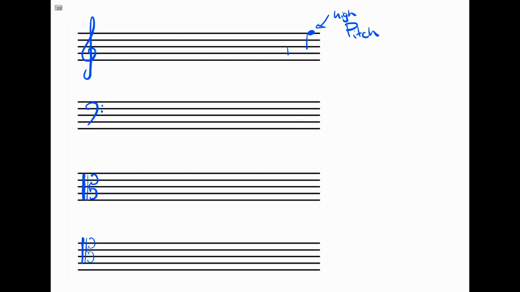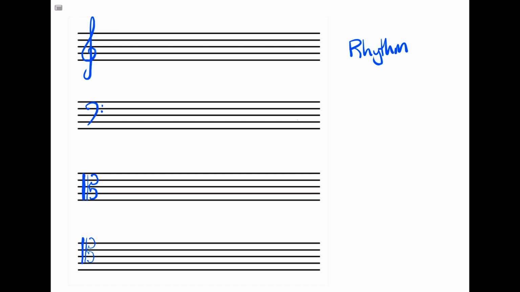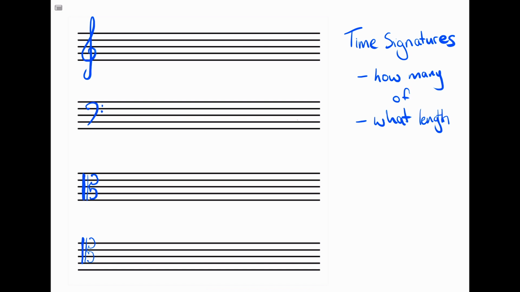One of the most important parts of music is the rhythm. Rhythm is the division of beat into repeating sequences based on the speed or tempo of the music. Rhythm is directly influenced by our next topic, time signatures. Time signatures show how many of what length of note are in each bar or measure of the music. It is represented by 2 numbers.